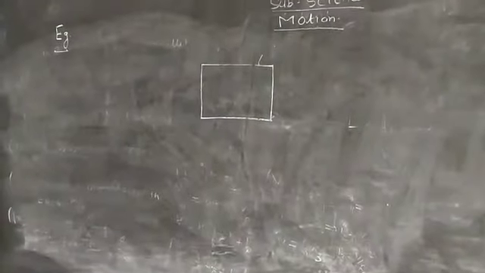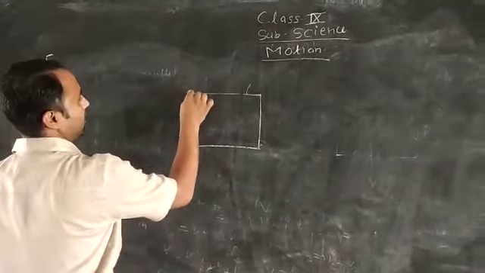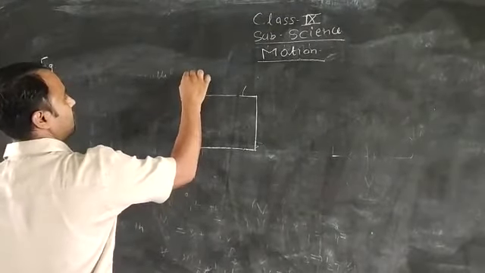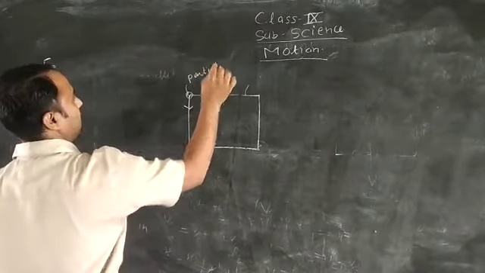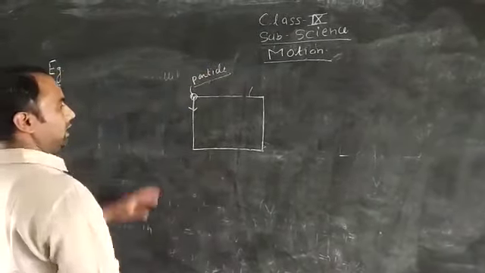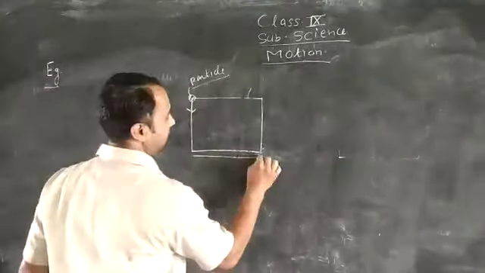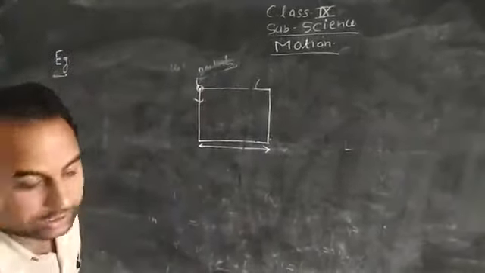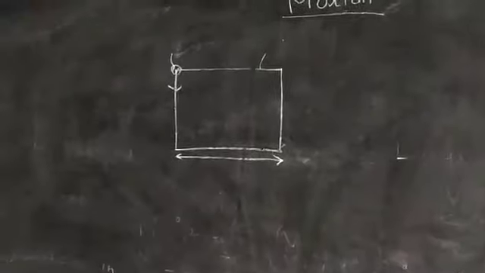Here is an example. A particle is moving in a square path. This is the particle, and this is the square path of side A. This is our object, and the particle is moving along the square.